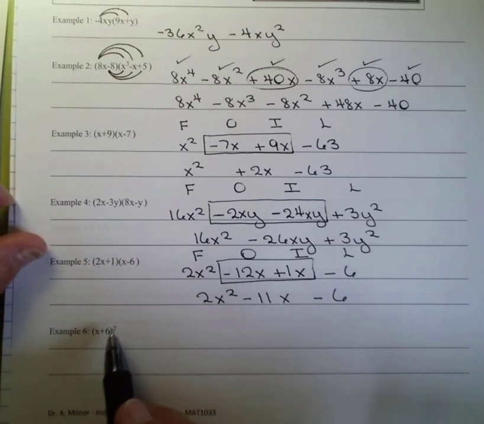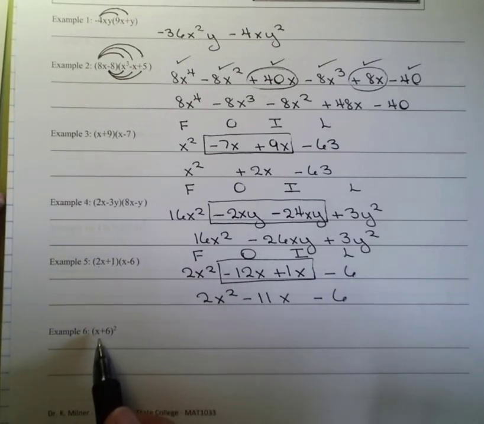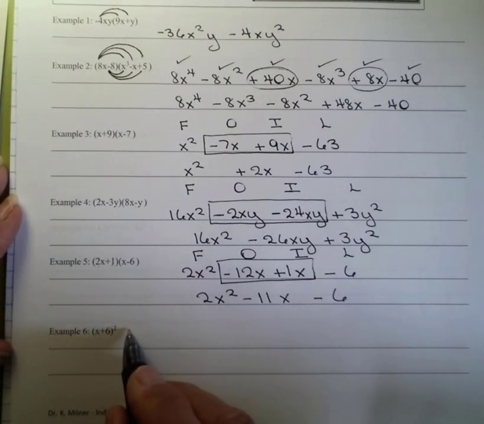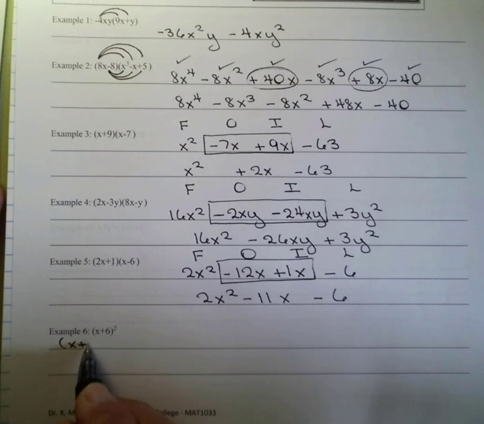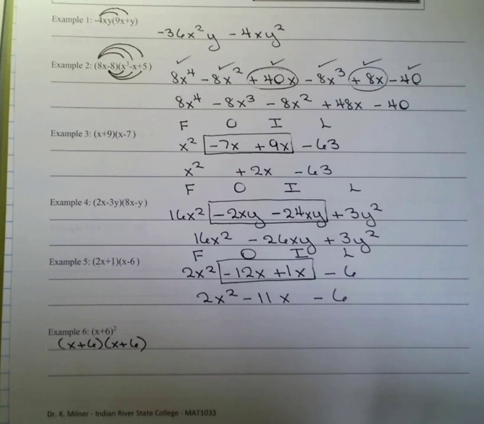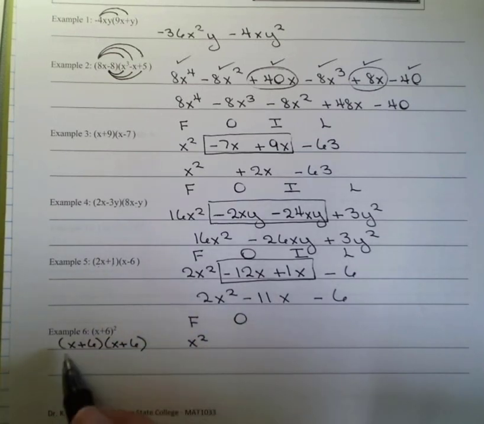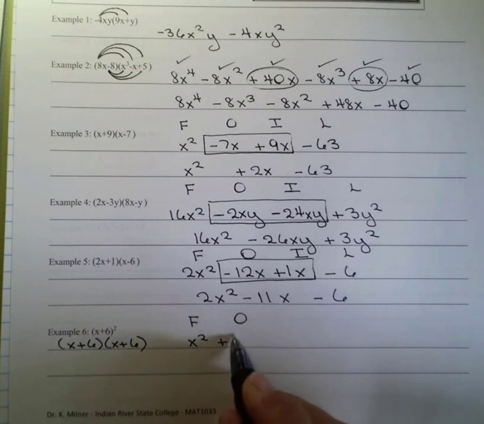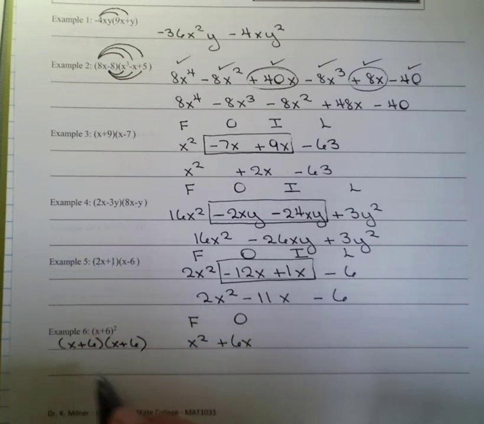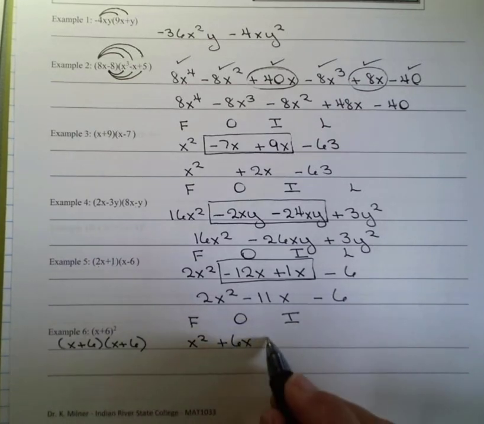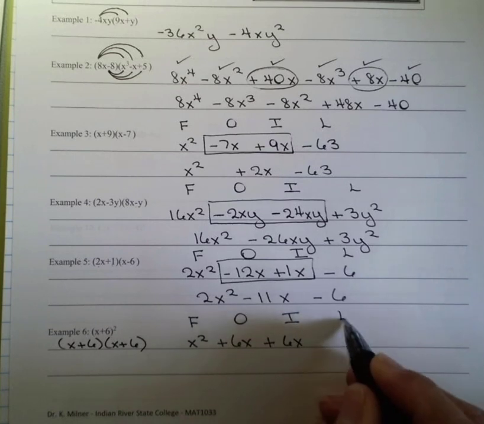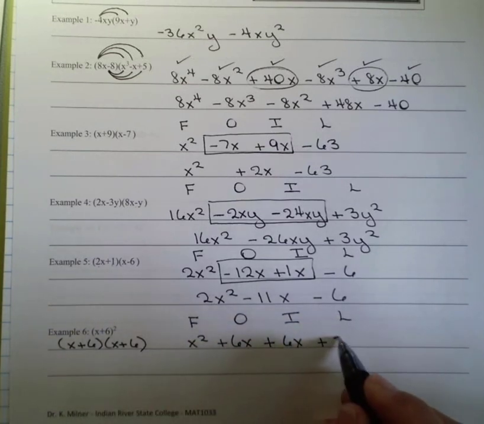What you have to remember is that you cannot square each individual term of the binomial. What you must do is rewrite it. X plus 6 times x plus 6. And don't forget that, because that is a common mistake. So let's FOIL. X times x is x squared, first terms. Outside terms, x times 6 is a positive 6x. In fact, all of these are going to be positive, right? No negatives anywhere. So we don't really have to worry too much about signs. Inside terms, 6 times x, another positive 6x. And last, we're going to get 6 times 6 for a positive 36.